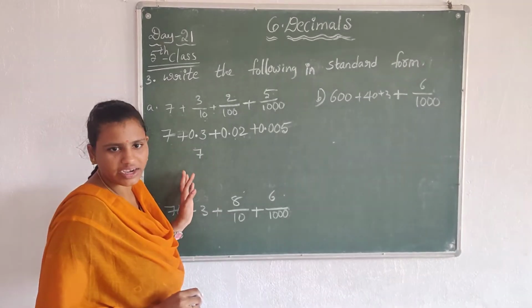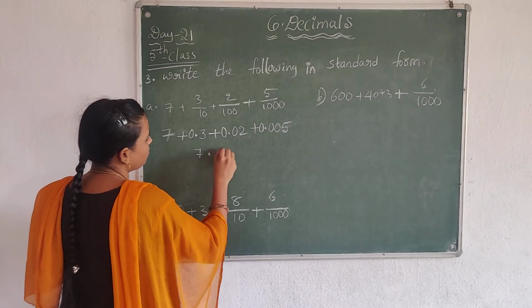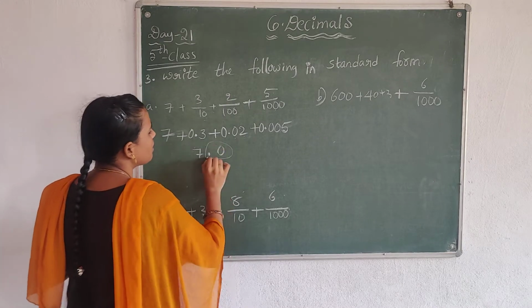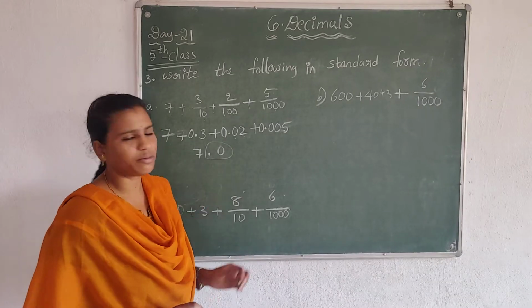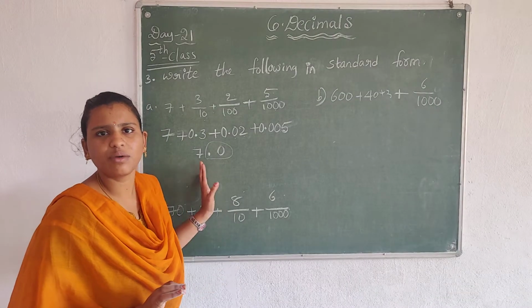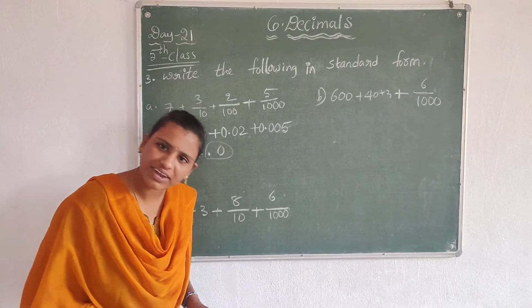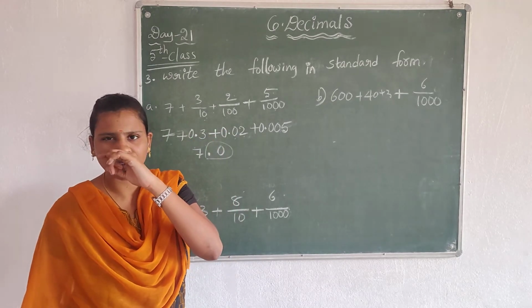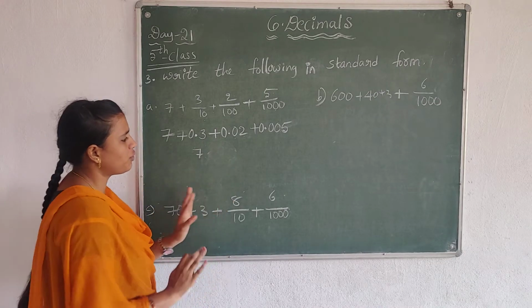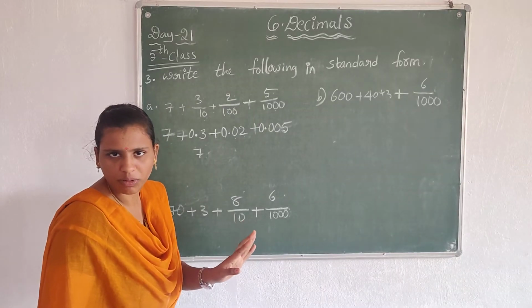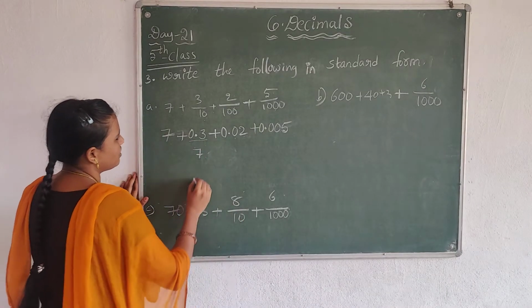7 is the whole number, right? So take a point and put 0. This means no problem. Okay, 7.0 means no problem. This is the whole number. 7.0 or 7 is also a single number. If you don't want it, don't take it. No problem. Let's take the first one.